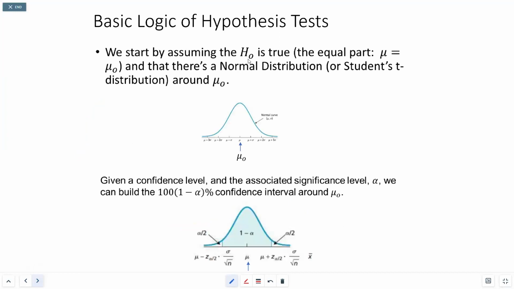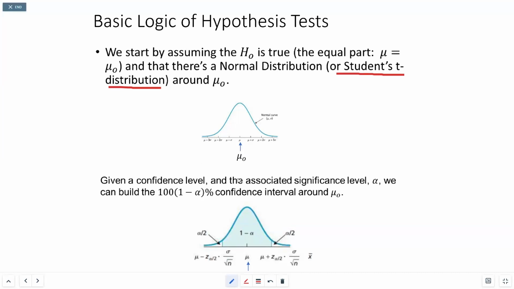So we're going to start by assuming that the null is true. The equal part, in this case, that mu equals mu naught. And that there's a normal distribution, or for us, we'll generally be using the student's t distribution around this hypothesized value, mu naught. Okay. So we assume it's true, so that's why the mu naught is where the average is for the distribution. And if you don't remember about normal distributions and adding standard deviations and the empirical rule and all of that, please review that in the Stats 1 folder.